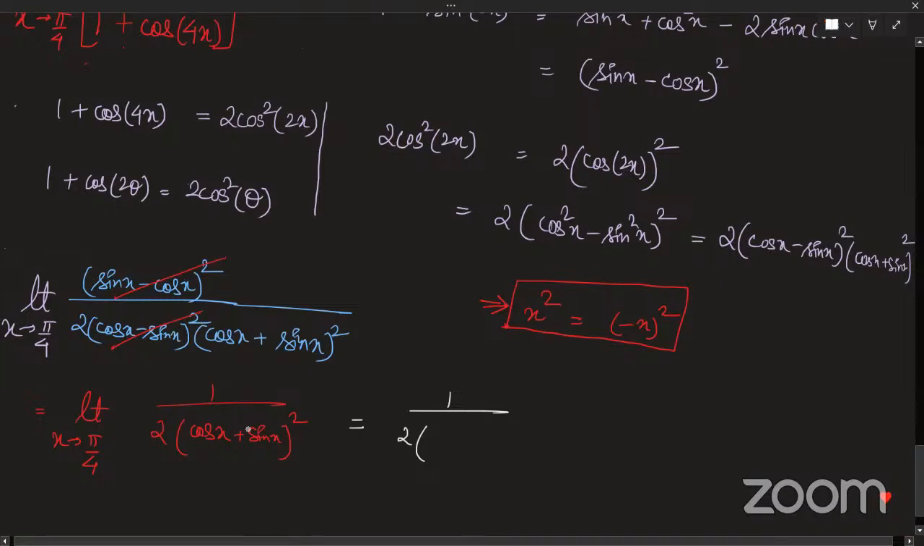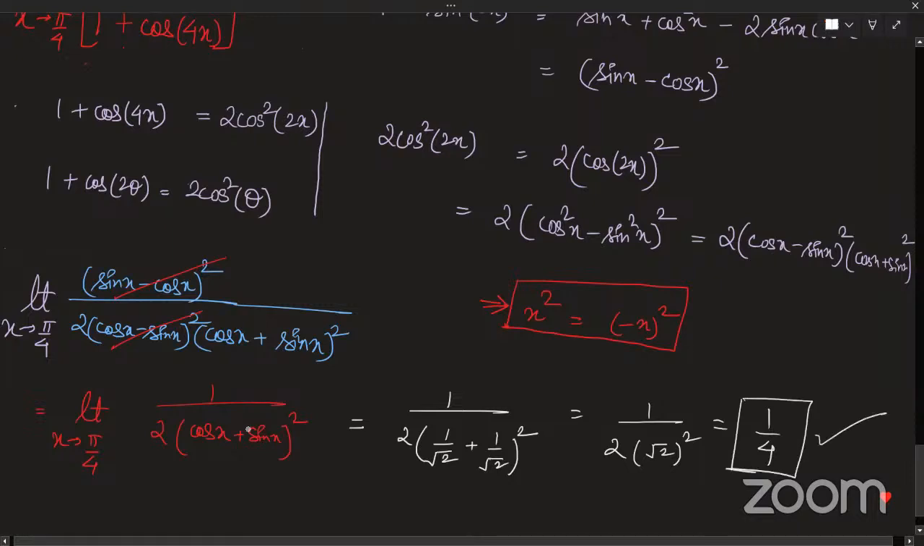Cos of pi by 4 is 1 by root 2, plus sine of pi by 4, which is 1 by root 2. Correct. So 1 by 4 into this thing, which is root 2 whole square. So 1 by 4 is my final answer. Fine?